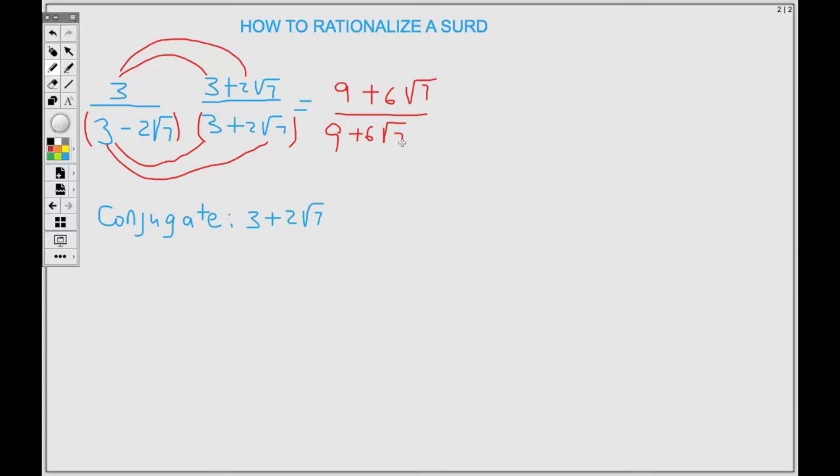Now we're going to multiply minus 2 root 7 by the second bracket. Minus 2 root 7 times 3, that's negative 6 root 7. Then minus 2 root 7 times positive 2 root 7. Negative 2 times positive 2, that's a negative 4. And then, having the minus 4, we have root 7 times root 7, that gives us the 7.